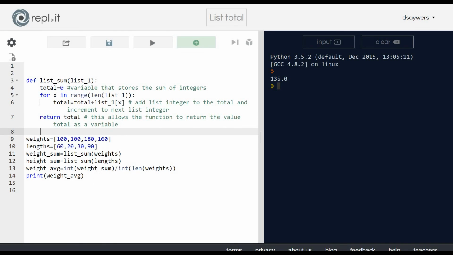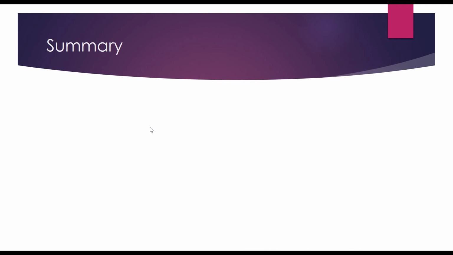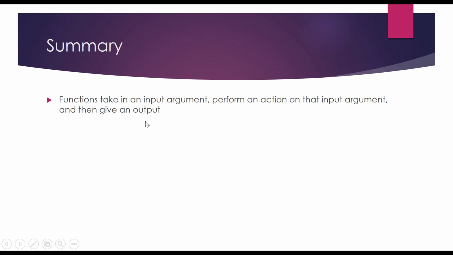All right, let's summarize what we learned today. Functions take an input argument, perform an action on that input argument, and then give an output. This is common. You might see some functions that just do something. That's also pretty common. I didn't do any examples of that, but you could have a function with empty parentheses when you define it that just does something. That's not uncommon, but I just didn't want to show any examples of that today.